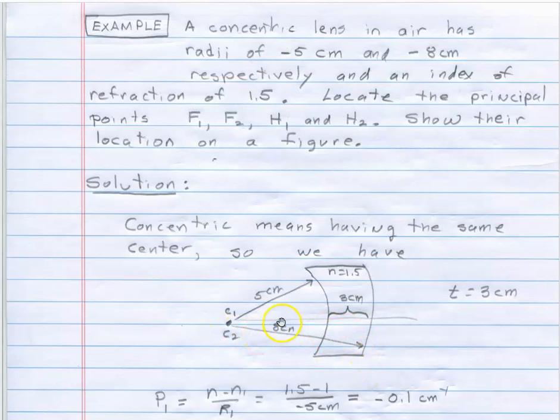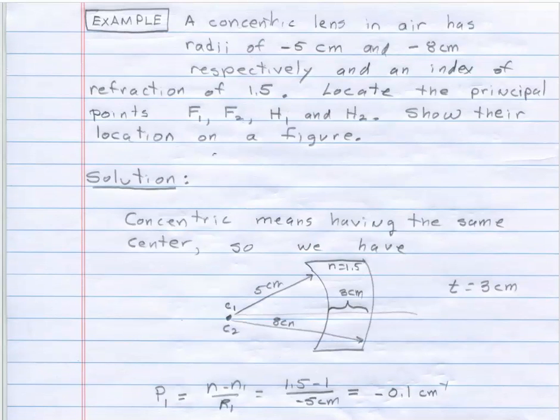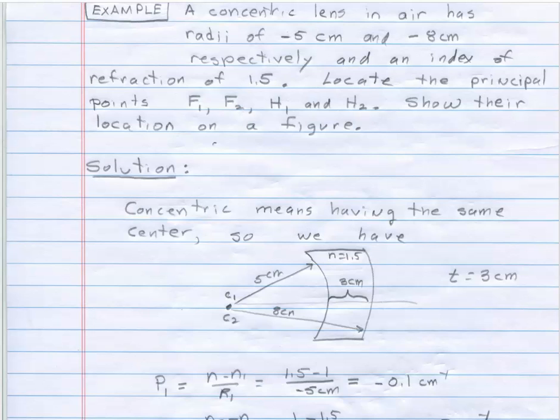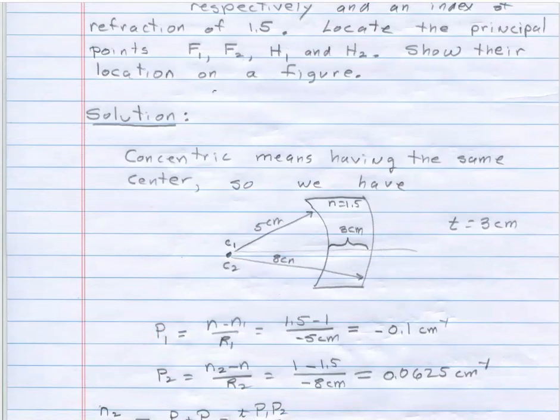This one's 8 centimeters, this one's 5 centimeters, and so the thickness of the lens at the center is going to be 8 out to here and minus 5, or 3 centimeters. Again, thickness is always positive in this formulation. So we have a 3 centimeter thick lens, and from its shape you might suspect that it's going to be a diverging lens, and we'll see if that's the case or not.